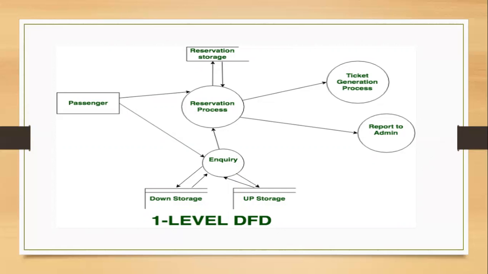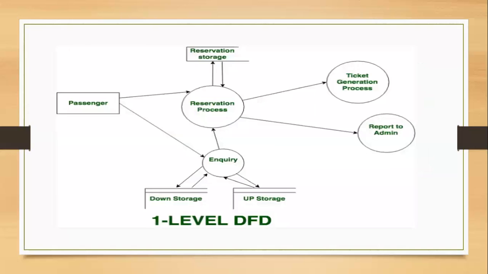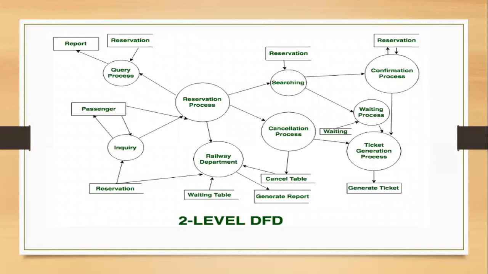What is actually going on in the ticket generation process, what the admin will actually do, how the inquiry will be dealt with, all of these will be covered in level 2. In level 2, we will have more detailed sub processes, and there are levels 2 plus also, but they are rarely usable, because they have such detailed knowledge, broken down into multiple sub parts, that it is hard to understand. So the level 2 example is here.